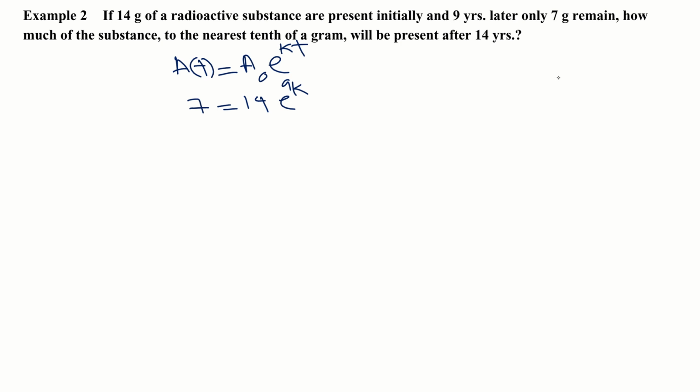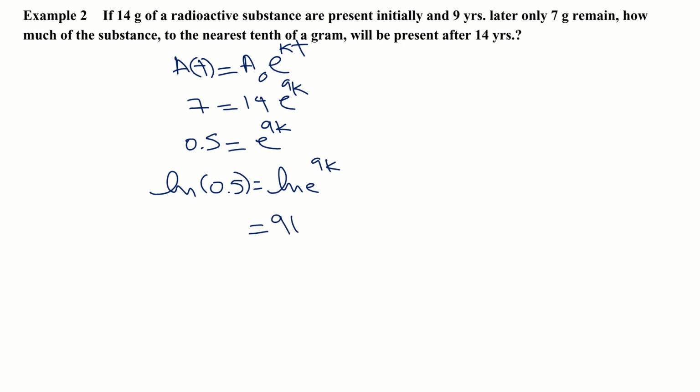So we divide both sides by 14. 7 divided by 14 again is 0.5. So we get 0.5 equals e to the... 14 divided by 14 is of course 1, so we get e to the 9k. Now we're going to take the ln of both sides again. On the right side, ln of e to the 9k is just 9k, and on the left side, we have the ln of 0.5.